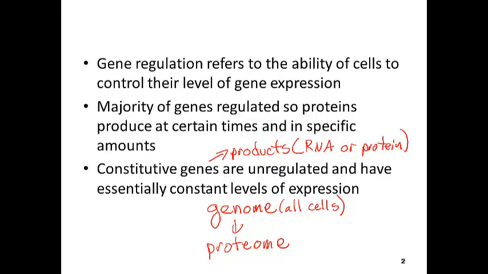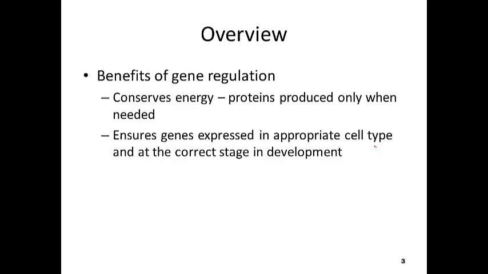Those that are only required under specific conditions. So for example, lactose is a sugar that can be metabolized. Lactose is not present all the time. So we're not going to make lactose enzymes unless lactose is present. That would be a regulated gene, and it's going to be the focus of this chapter.